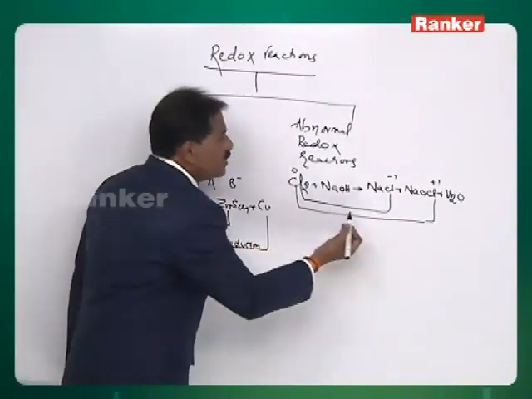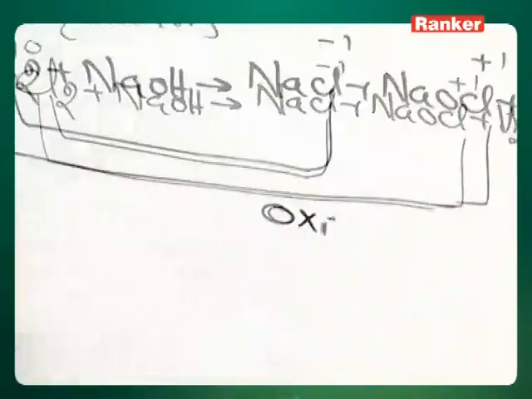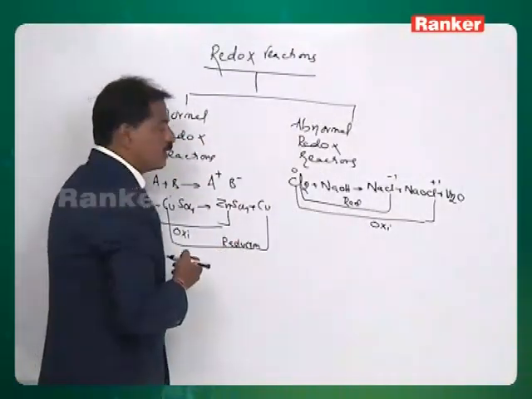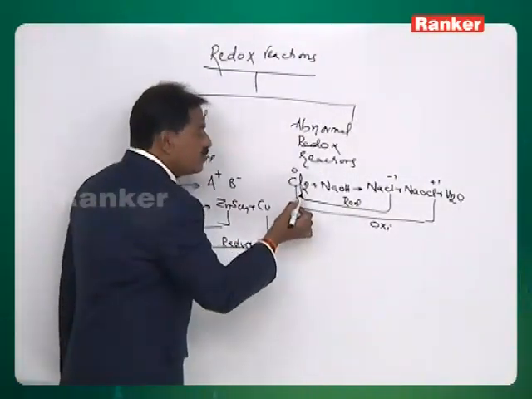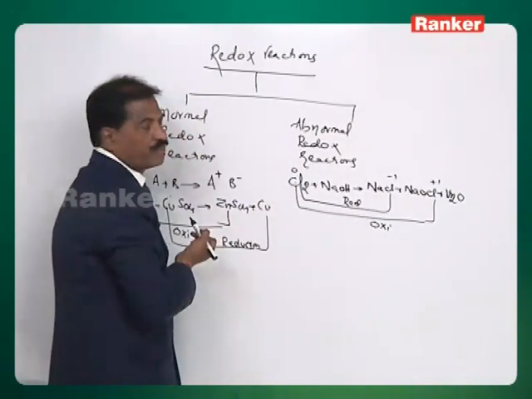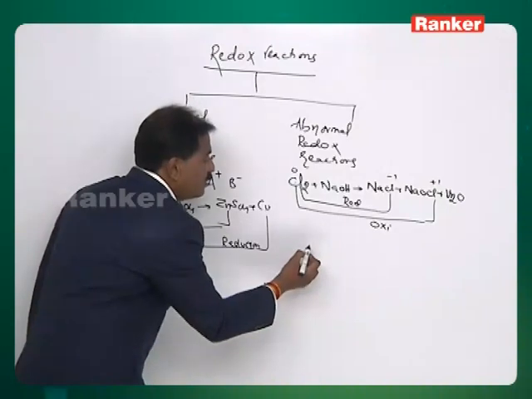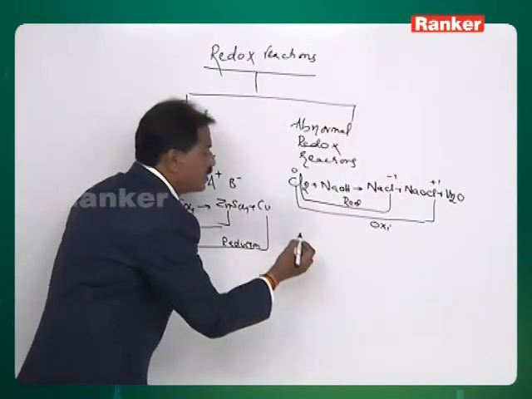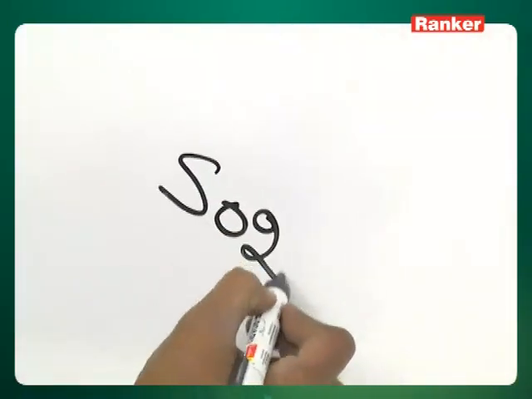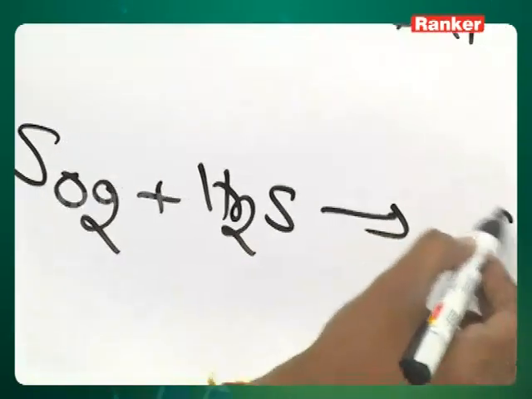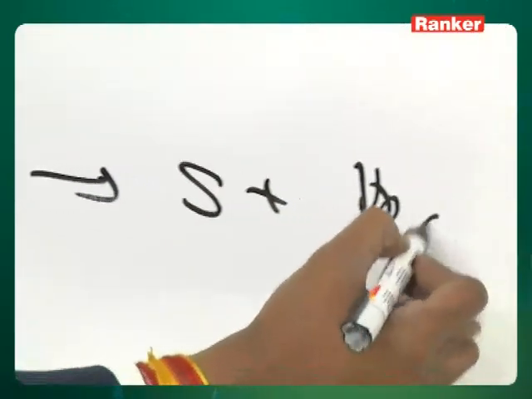That means one chlorine is undergoing oxidation. Another chlorine is undergoing reduction. That means in this reaction, atoms of the same element are undergoing oxidation and reduction. Next, observe another example. Then we will discuss what is the meaning of abnormal redox reaction. SO2 plus H2S gives S plus H2O.